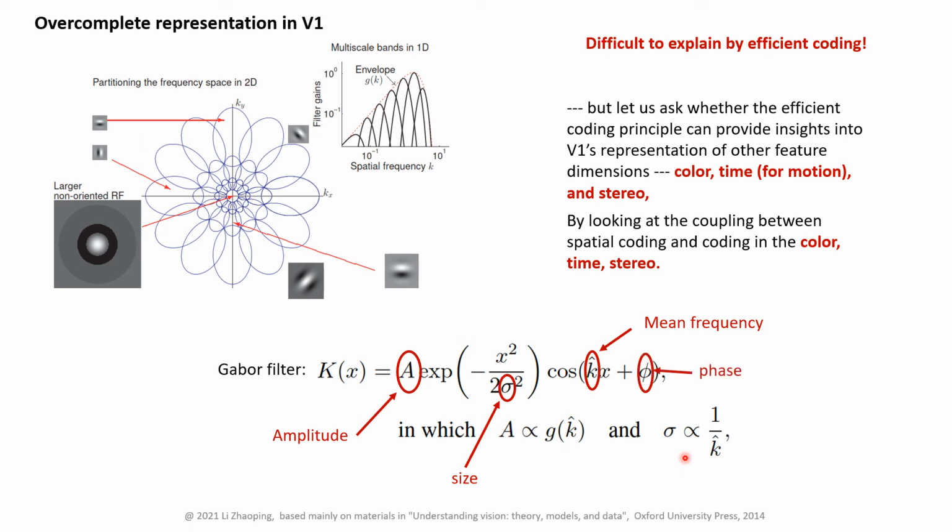And we also have the phase of the filter. So if the phase is 0, this is an even function of space x, like this one. But if the phase is 90 degrees, it will be an odd function of space x, like that one.